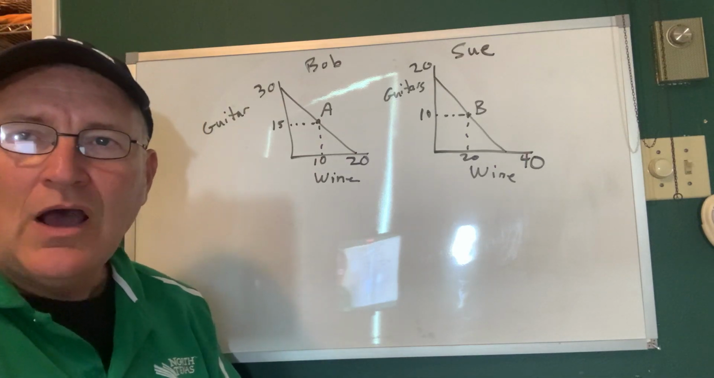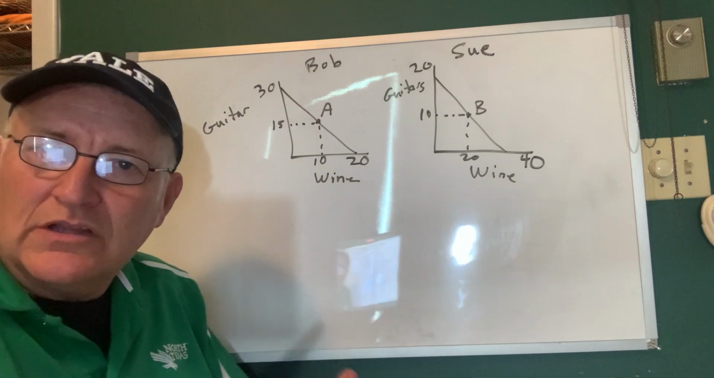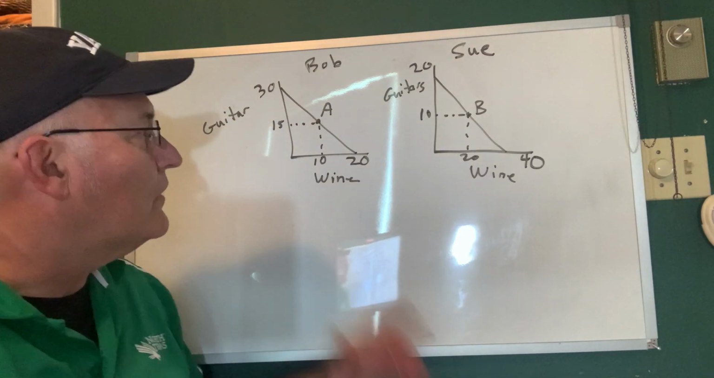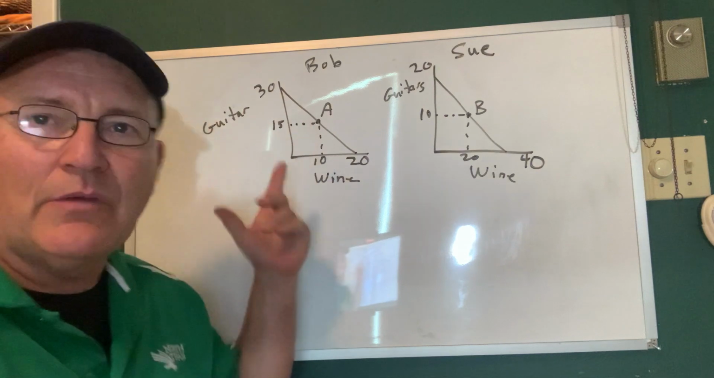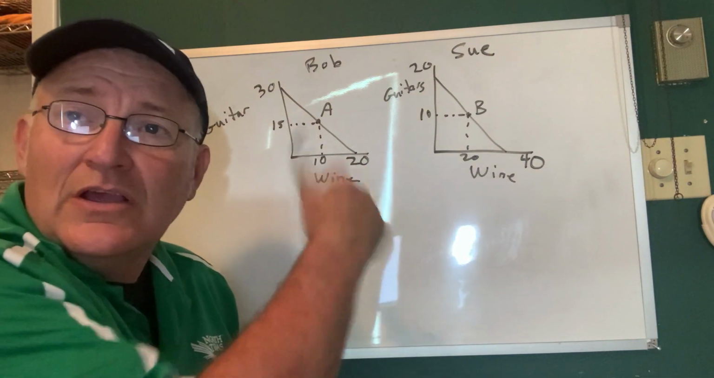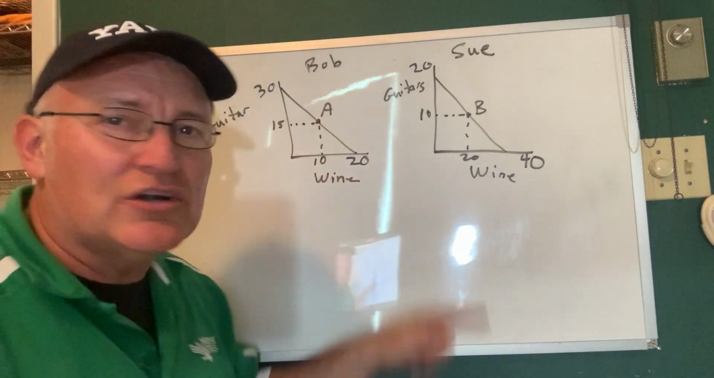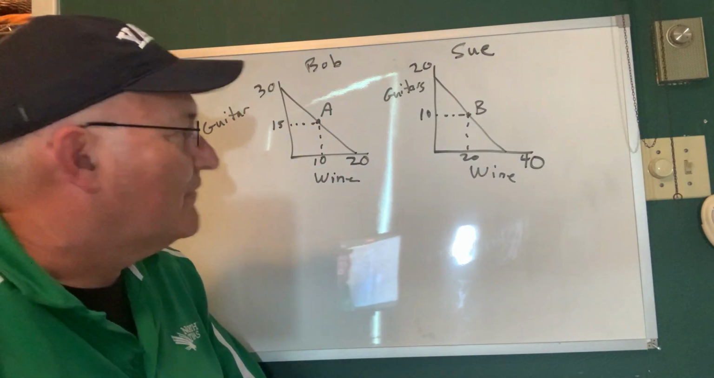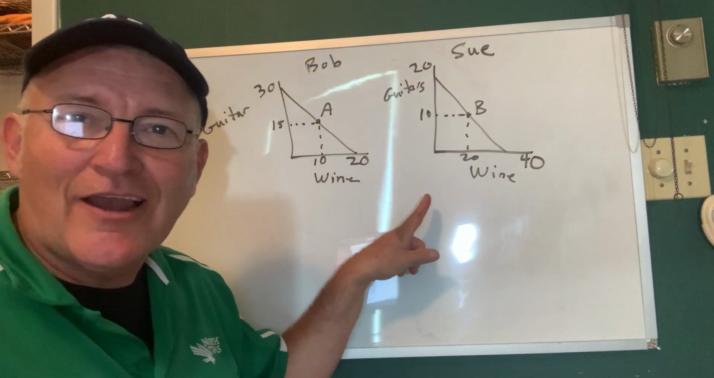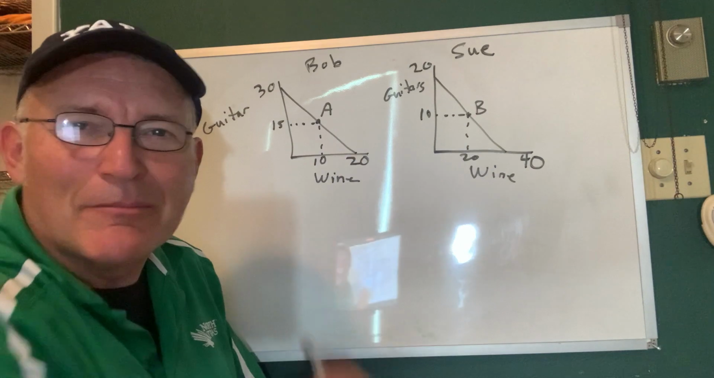Okay, so I just want to quickly make sure that you can see this. Let's back up and review what we're looking at here. Again, we have Bob and Sue, but this time we've reduced, ceteris paribus, all of the production to just guitars and wine. And if you're not 21, then make this non-alcoholic wine in your notes.